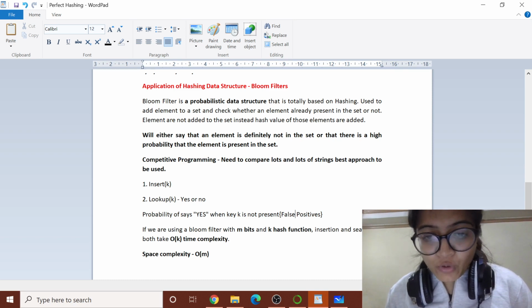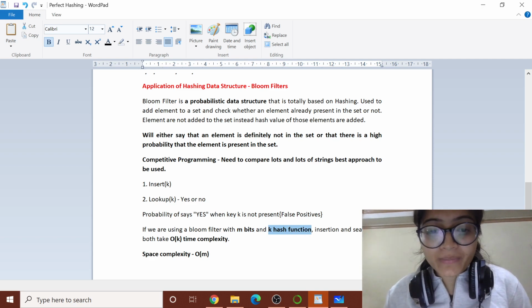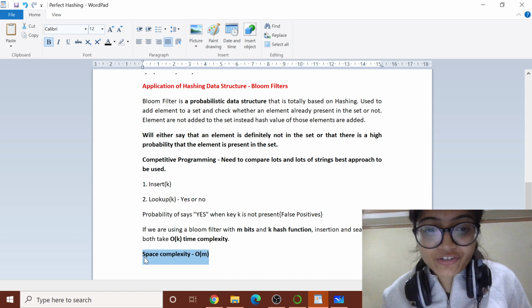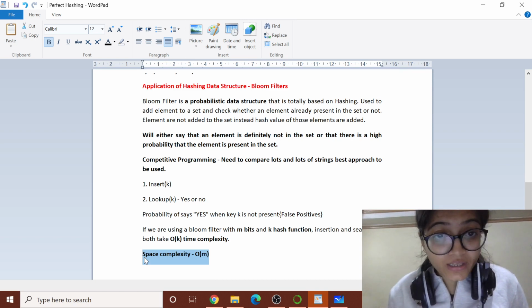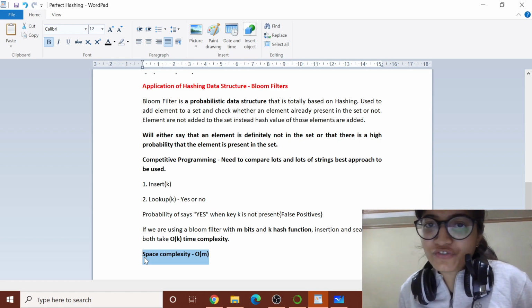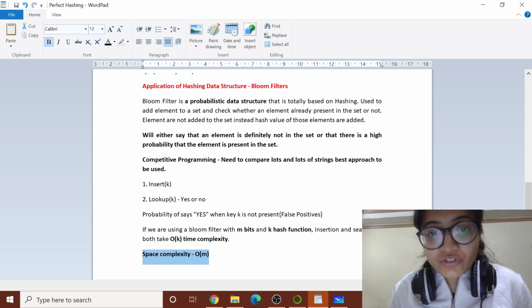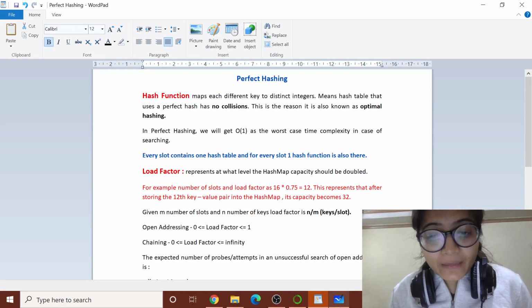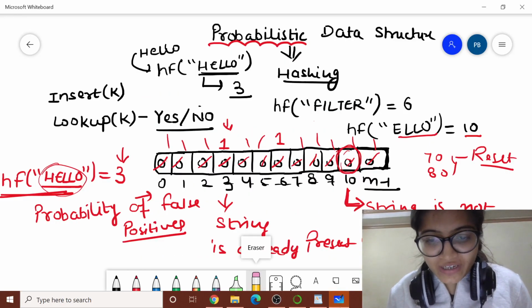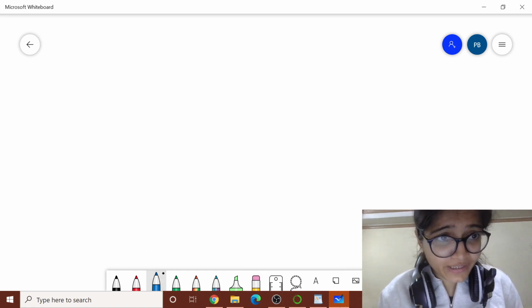So if we are using the Bloom filters, which is having m number of bits and k number of hash functions, then overall searching and insertion time will be O of k, and as you know the space complexity, you have seen that we are using m bits, so overall space complexity will be O of m. So this is the thing that I want to tell you, so that you will be able to realize how hash function is helpful for us, how hashing data structure is helpful for us. So with this we are able to complete our part of hashing data structure. I hope this data structure is clear to everyone.